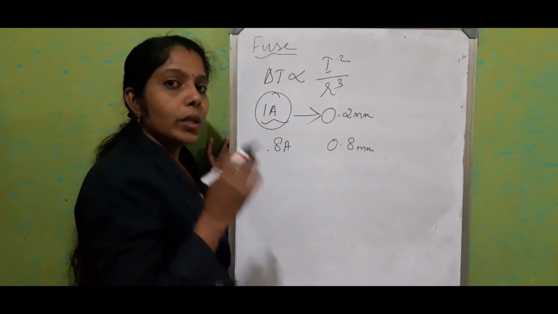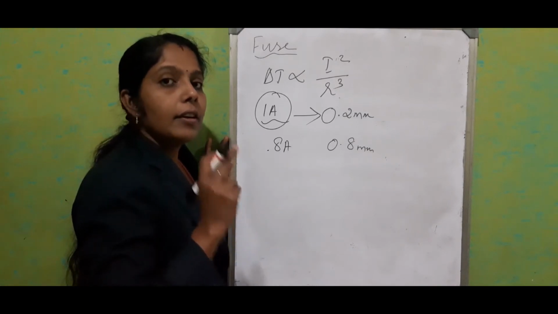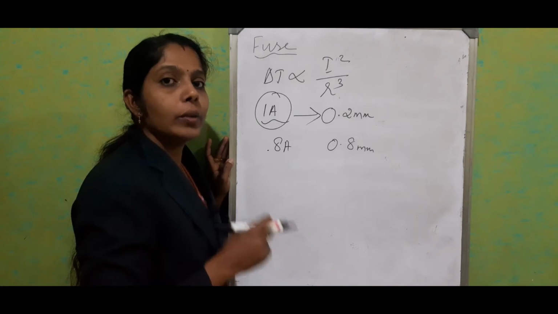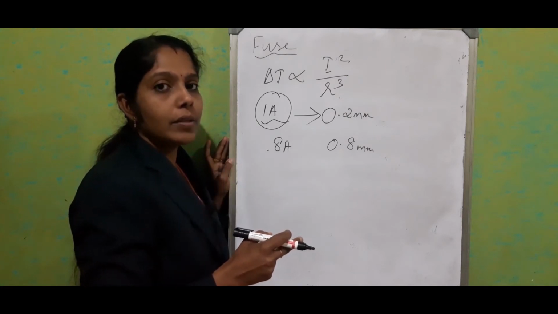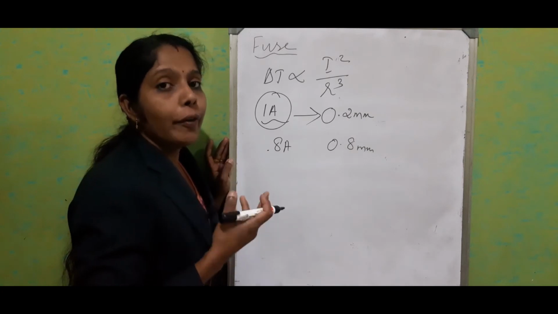Okay, so the rise in temperature of the fuse wire depends upon two things. It is directly proportional to the square of the current passing through the circuit, and it is inversely proportional to the cube of the radius.